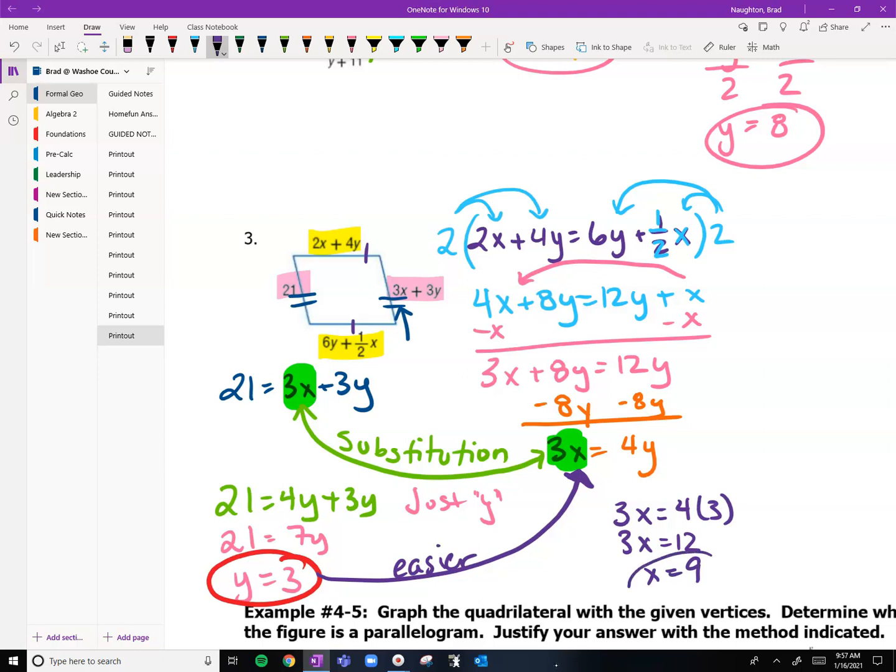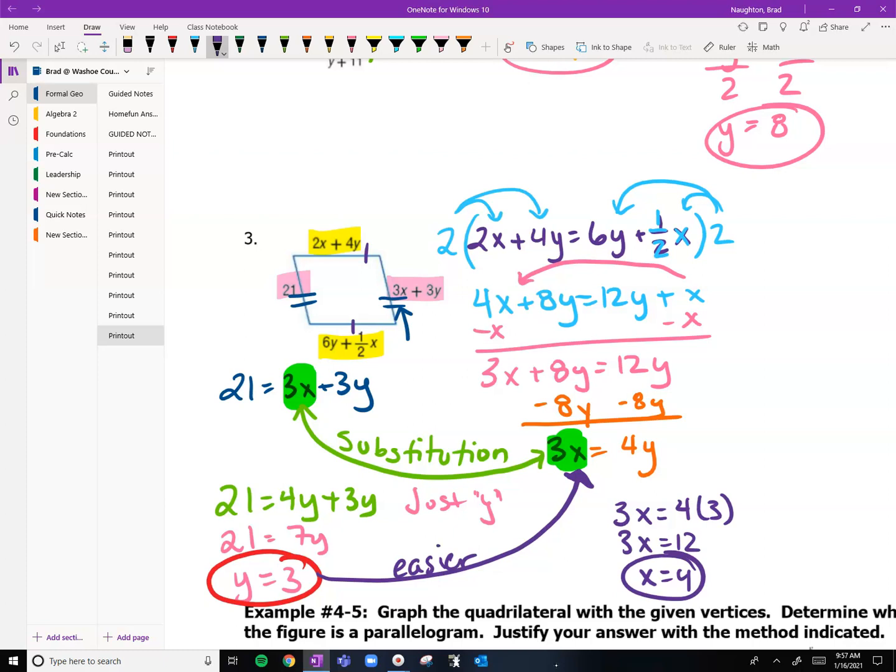So x is going to be, not 3, excuse me, x is going to be 4. There we go. Alrighty, easy peasy lemon squeezy. And you could plug it back in to go ahead and check to make sure your work is correct. But ladies and gentlemen, let's move on.